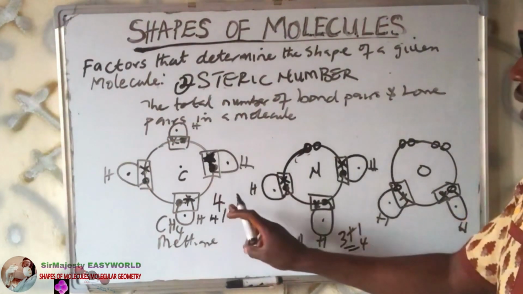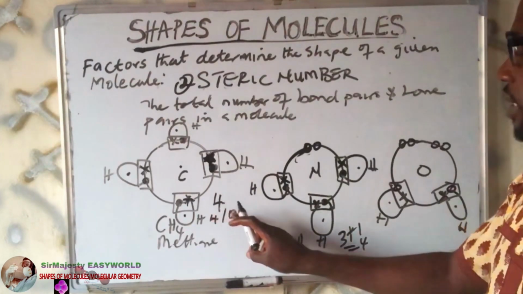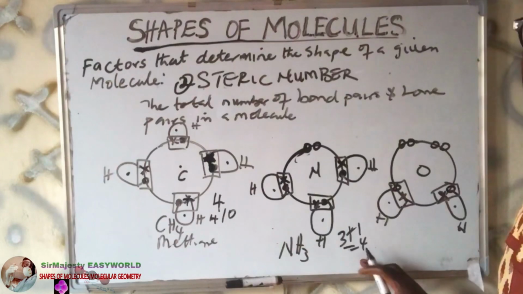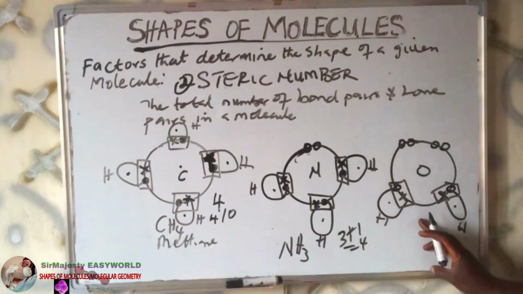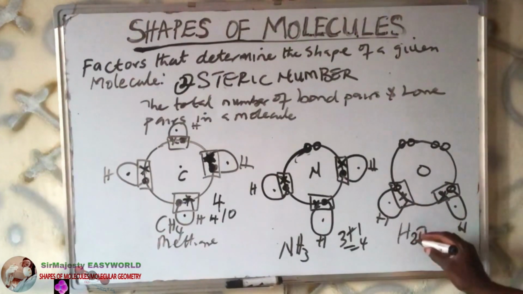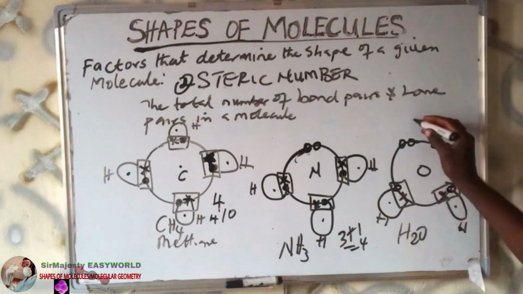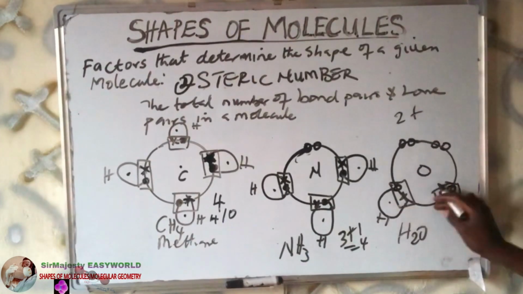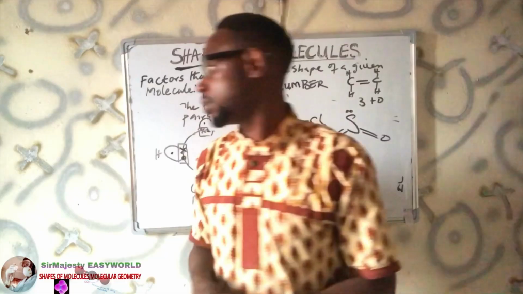Methane has 4 bond pairs and 0 lone pair, while ammonia has 3 bond pairs and 1 lone pair, which will affect the shape. Then this structure here is actually the water molecule, which has how many lone pairs? It has 2 lone pairs, 1, 2, plus 2 bond pairs, which is 4.